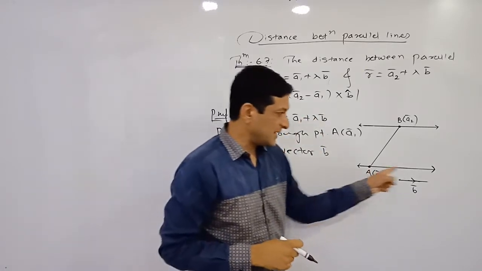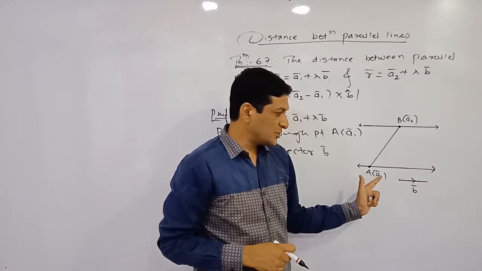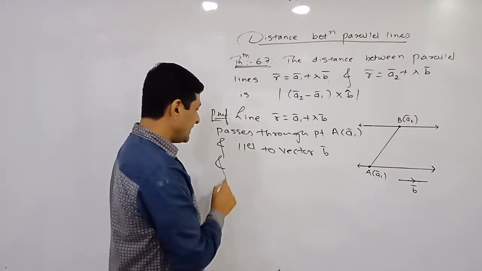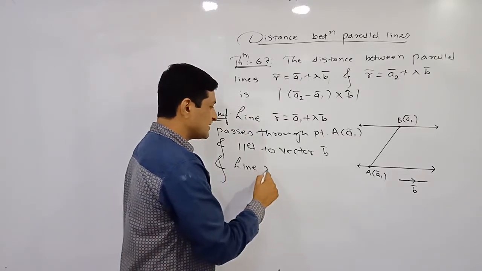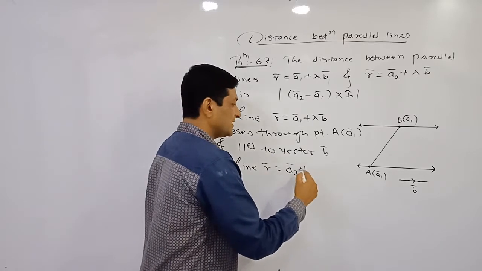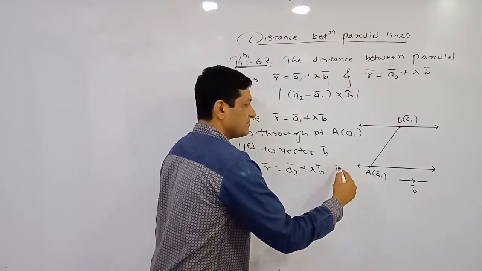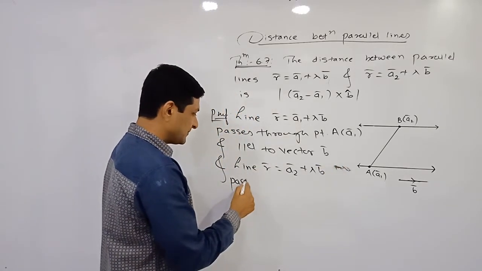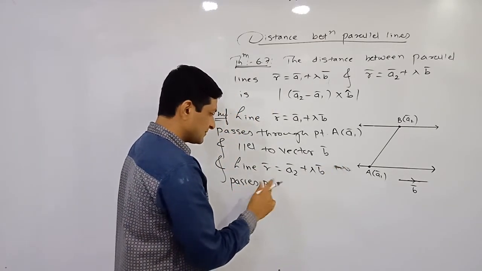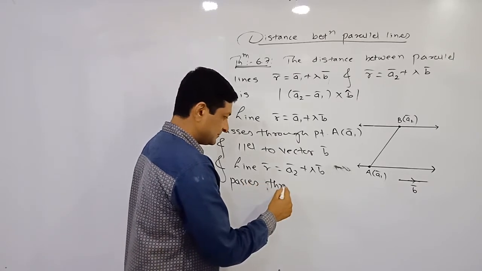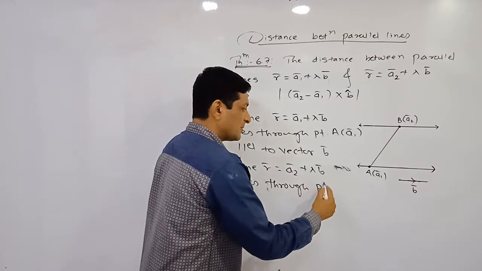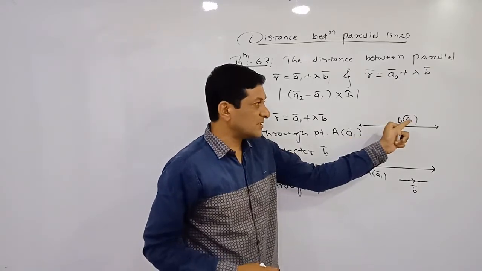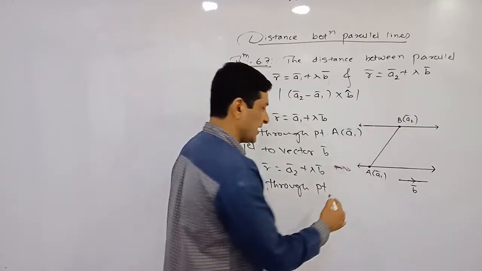This line, the first line, passes through which point? A. Its position vector is a1 bar and parallel to which vector? B bar. Now consider the second line, r bar is equal to a2 bar plus lambda b bar. This line passes through one point whose position vector is what? a2 bar. Let us denote this a2 bar as the position vector of point B.